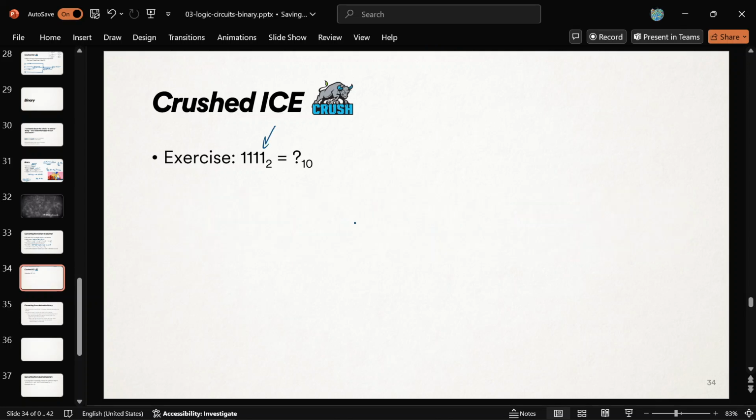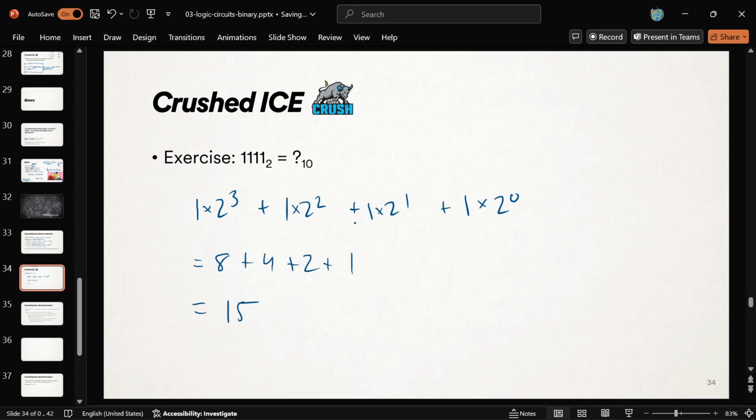Here's how. So this is the 1 on the right side. That's contributing 1 times 2 to the 0. And then this one is 1 times 2 to the first. Plus another 1, 1 times 2 squared. Plus one last one, 1 times 2 cubed. Does that make sense, how I broke that down? And if you just do the math, that's going to be 8 plus 4 plus 2 plus 1, which is a lot of addition, and that makes 15. Okay? Any questions about that? Do you see it? That's the largest 4-bit number. Makes 15.